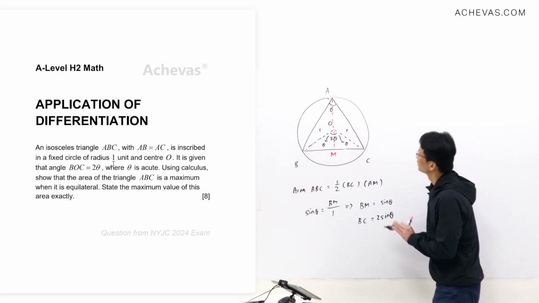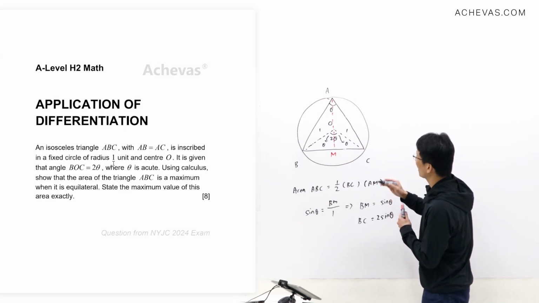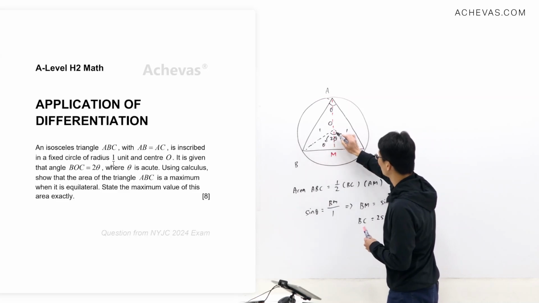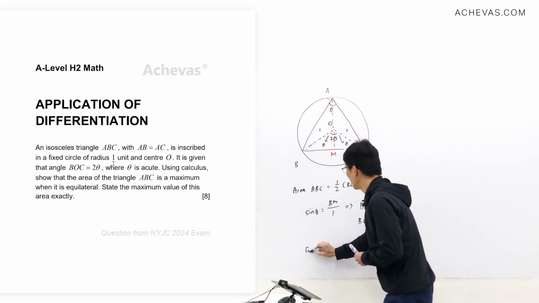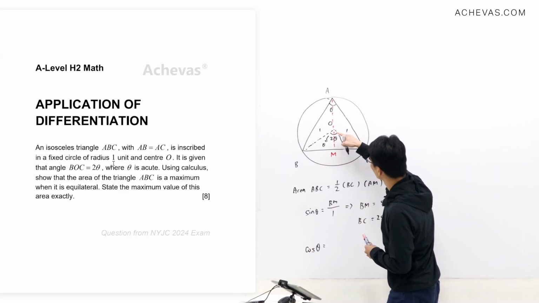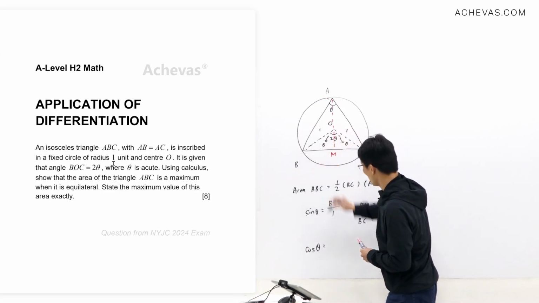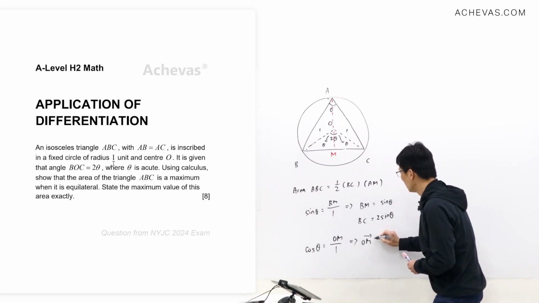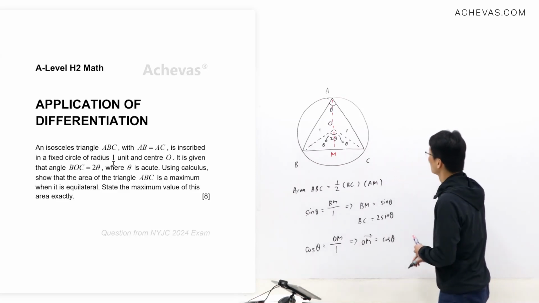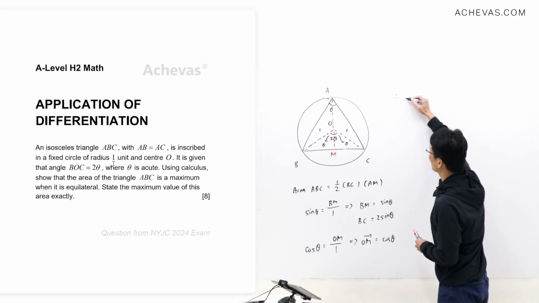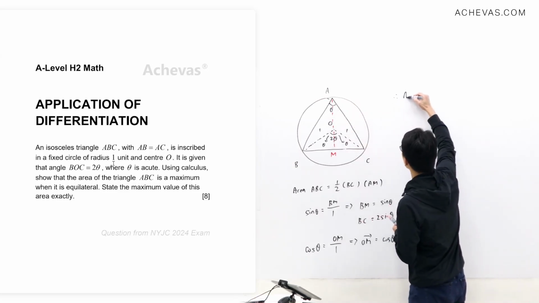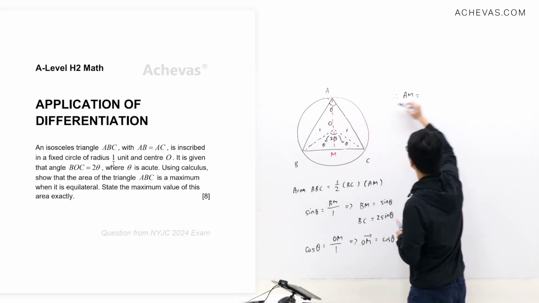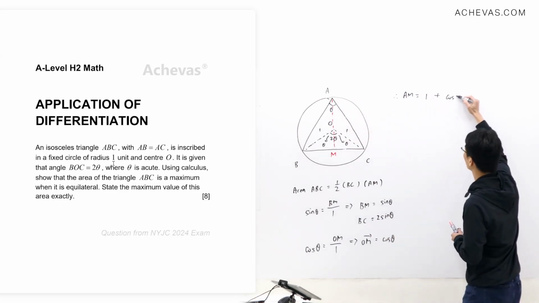So now we have our base. Now let's try to find the height of this triangle. Looking at this same small triangle again, using trigonometry ratio, we can see that cosine theta is equal to OM over 1. So therefore, OM is given by cosine theta. So therefore, the height of the triangle, which is AM, will just be 1 unit, the radius of the circle, plus OM. So it will just be 1 plus cosine theta.